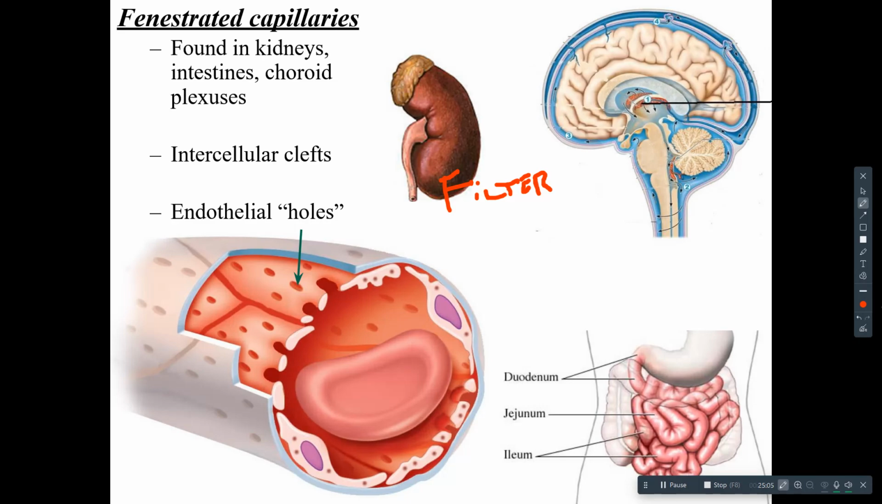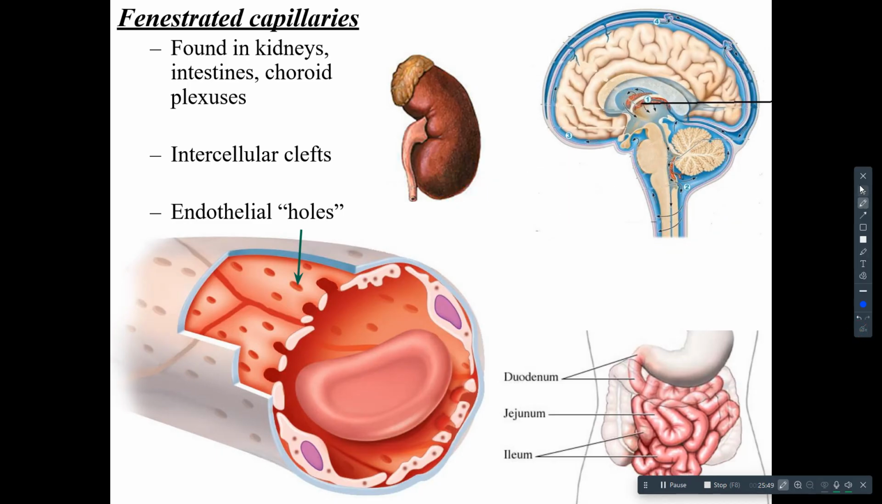They're also doing filtering in my choroid plexuses, and I find choroid plexuses in my ventricles in my brain. I got 4 ventricles in my brain. I got 4 choroid plexuses as well. And this is where I make CSF. Cerebrospinal fluid is made at my choroid plexuses. Finally, I've got them in my small intestine, where this capillary type is super useful because I'm absorbing nutrients, and having all these holes facilitates that nutrient absorption.